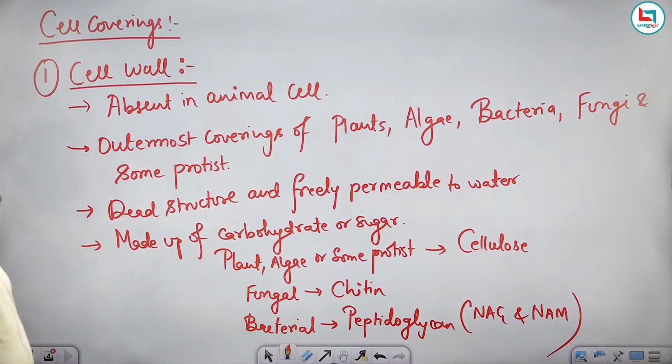And these are made up of carbohydrate or sugar. In plants, algae, or some protists, the cell wall is mainly made up of cellulose, while the fungal cell wall is made up of chitin, and the bacterial cell wall is made up of another type of polysaccharide, that is peptidoglycan. And these peptidoglycans have different forms of sugar. One is N-acetyl glucosamine and another is N-acetyl muramic acid, that is NAG and NAM. Is that clear?